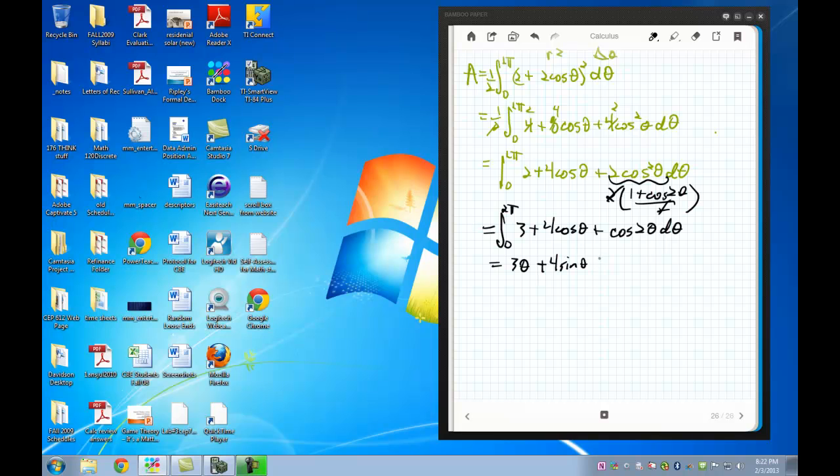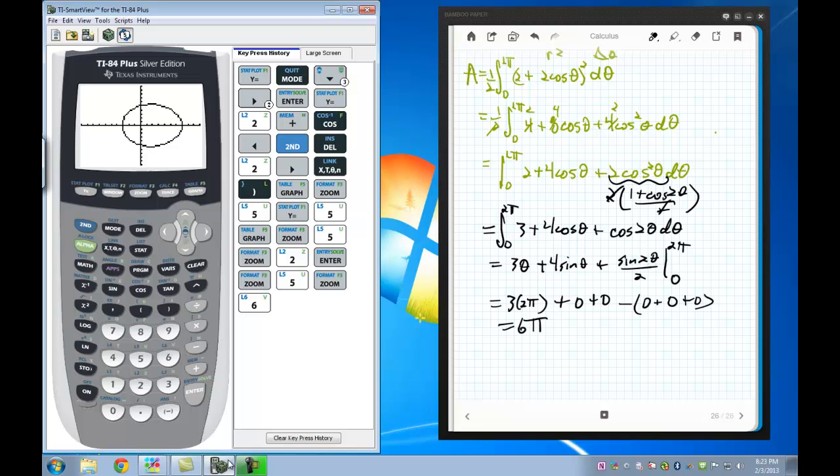4 sine theta, and then plus sine of 2 theta over 2, and this is from 0 to 2 pi. Now watch what happens. This is awesome, because what I end up with is 3 times 2 pi, right? Plus, now sine of 2 pi is 0. Sine of 4 pi is 0, so I'm going to get plus 0 plus 0. Now here's the fun part. Minus 3 times 0 is 0. Sine of 0 is 0. Sine of 0 is 0. And guess what? The answer is 6 pi. Isn't that awesome?